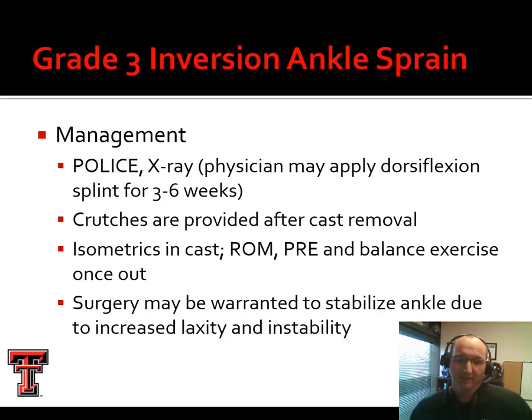This may be a surgical case. We may want to rule out a fracture just to make sure we don't have an avulsion here. They're going to be immobilized for 3 to 6 weeks in most cases. They can do isometrics while they're in a cast, range of motion exercises, progressive resistance exercises, and balance exercises once they get out. If they've had more than one of these, then that's when we start looking at the possibility of surgery.